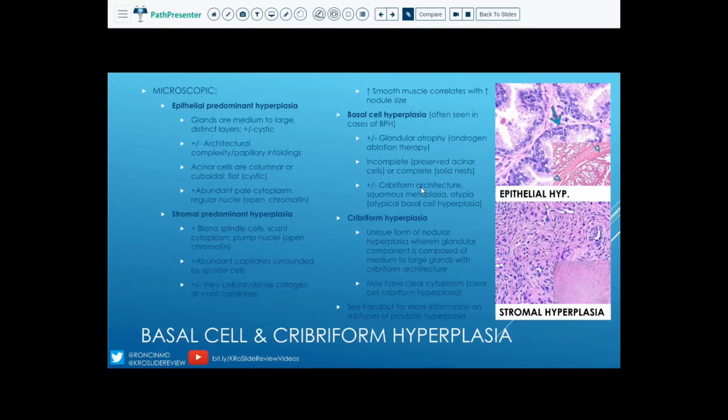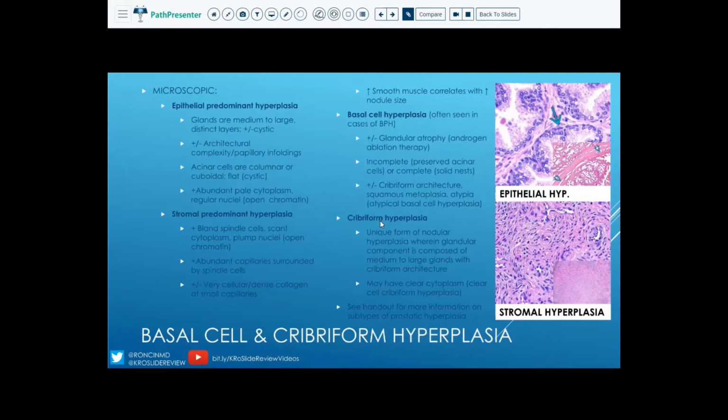You can see cribriform architecture. We did not see the squamous metaplasia, and we did not see atypia. So again, cribriform architecture pushes you a little towards that atypical basal cell hyperplasia. However, I don't think we had the other features to really go that far.